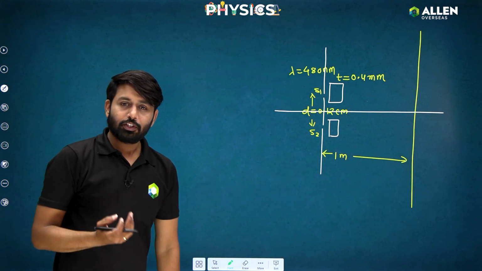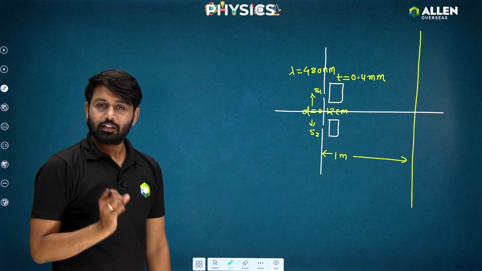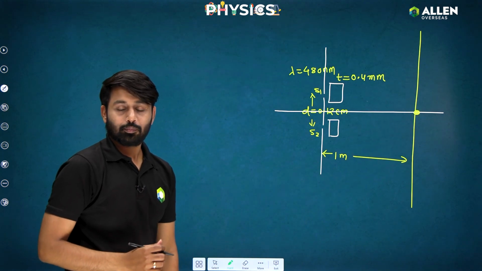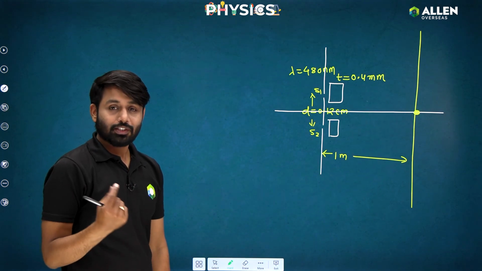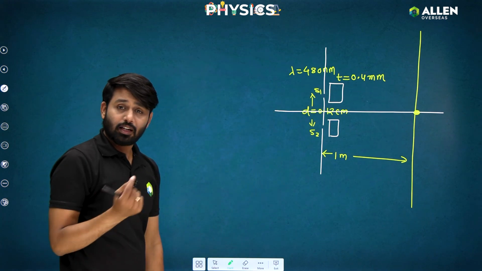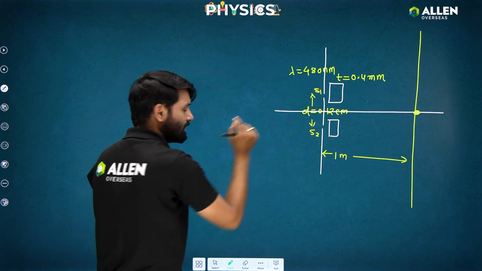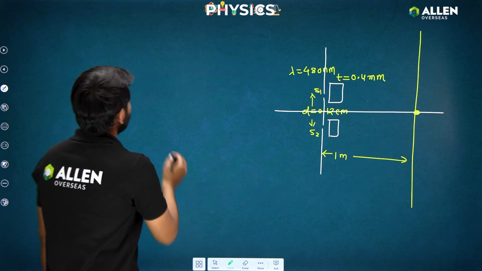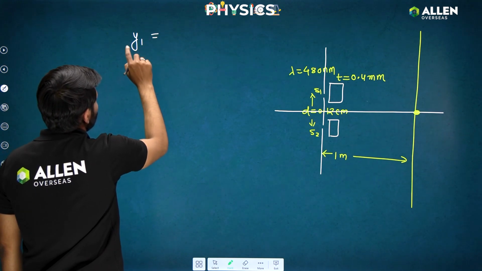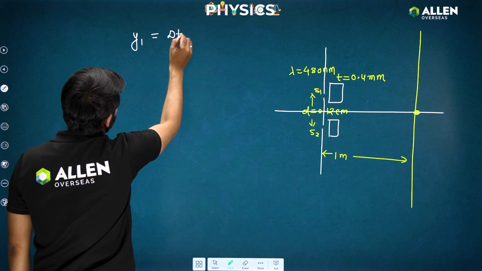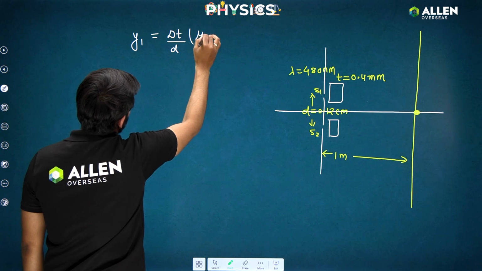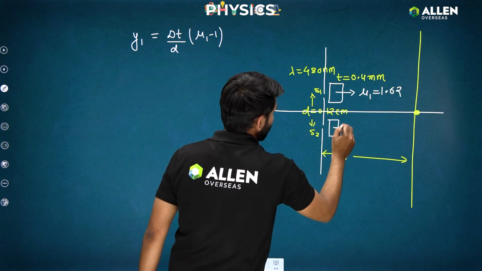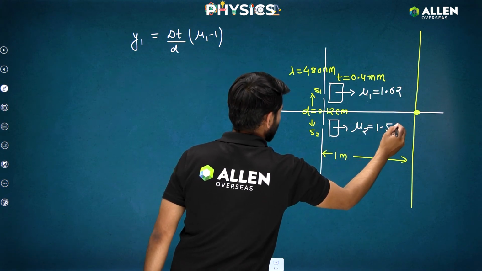You must know, the central maxima in the normal case without any slab lies at this position, right? Is that clear? But there are two glass slabs, so the position of the central maxima will shift. We have to find the shift in the central maxima by this slab and by this slab, and after that we have to find the net shift. You must know the formula for shift. I am naming it y1, so that formula is dt divided by small d into mu1 minus 1. The refractive index of this is mu1, that is 1.62, and the refractive index of this is mu2, that is 1.52.